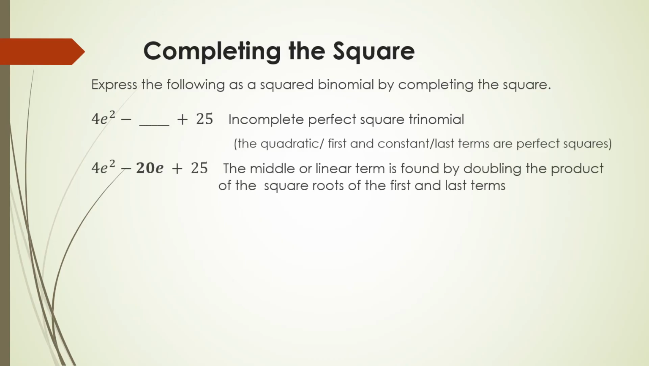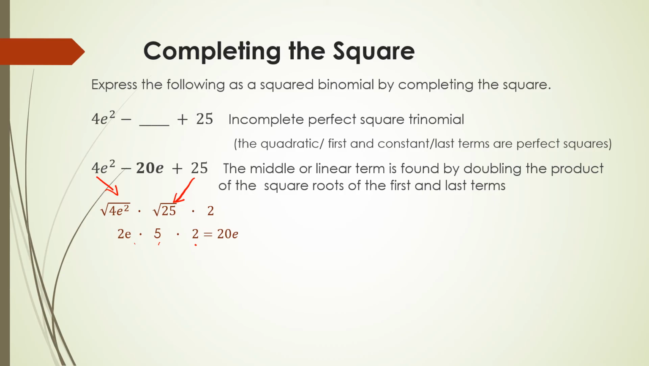Now, you have 20e. Saan ang galing sa 20e? Same procedure na ginawa lang kanina. So, you need to get the square root of 4e squared. And then you are going to get the square root of 25. Again, the first and then last term. And then multiply it by 2. So, the square root of 4e squared is 2e. And the square root of 25 is 5. And then times 2. 2e times 5 is 10e times 2, that is 20e.